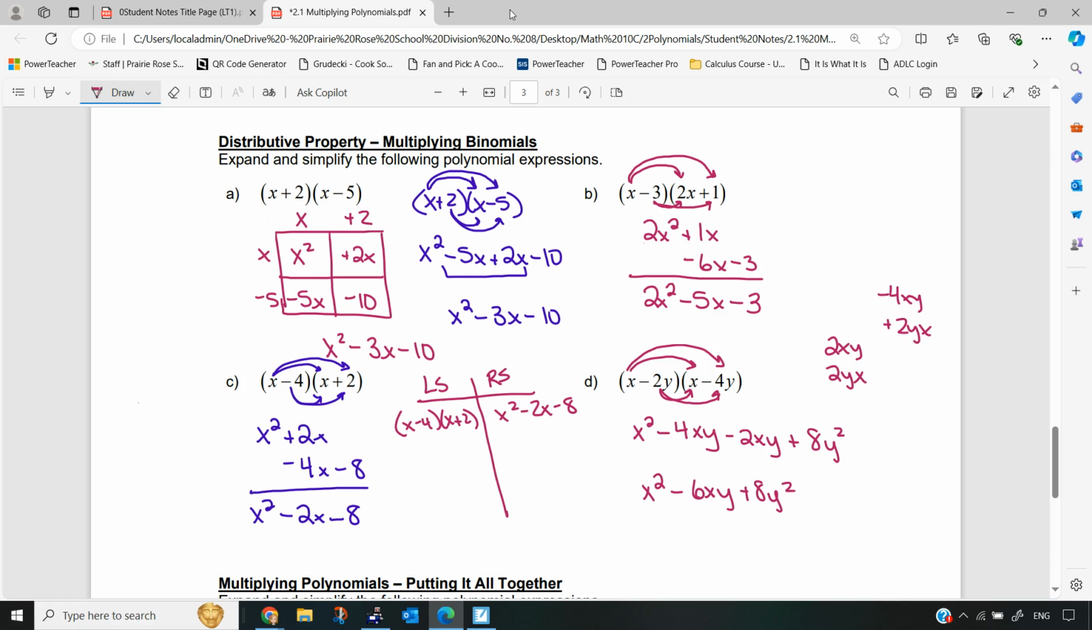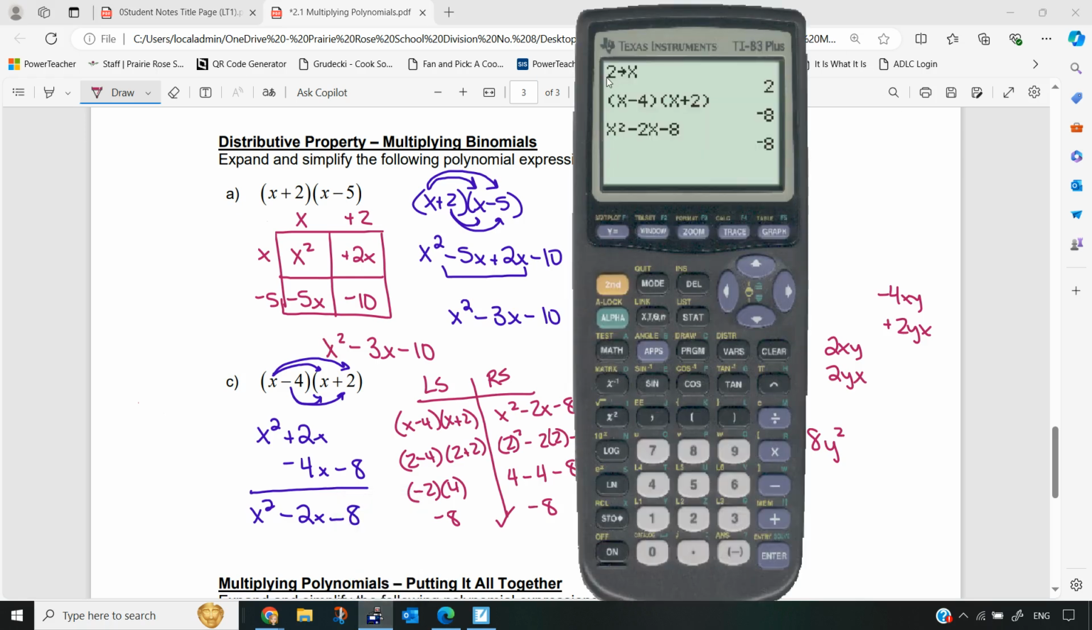I'm going to let x equal 2. So 2 minus 4 times 2 plus 2 would give me negative 2 times positive 4, which would be negative 8. On the right-hand side, I would have 2 squared minus 2 times 2 minus 8. So 2 squared is 4, minus 4 minus 8 is going to give me negative 8. Those two give me the same value, so I can check them off. The same can be done with my calculator. If I assign a value of 2 for x, x minus 4 times x plus 2 would give me negative 8, and x squared minus 2x minus 8 would also give me negative 8.